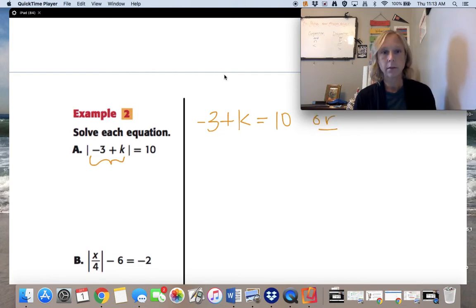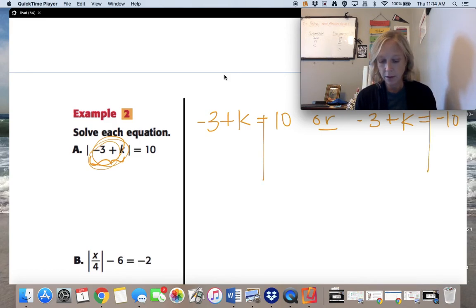or -3 plus k can equal -10. Because remember, whatever is inside this absolute value could be equal to +10 or -10 because it's the distance from 10 on the number line. It could be 10 to the right or 10 to the left. Now we'll solve each equation.